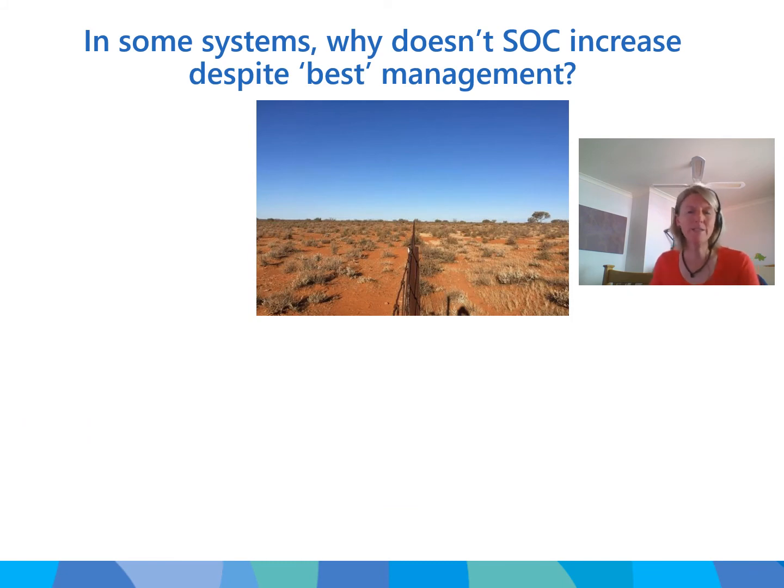But in some systems we don't see an increase in soil organic carbon despite best management, and it's important to understand some of those reasons. Now, one reason might be background levels of soil organic carbon. So if you already have quite a high level for your soil type and environment, so a high background soil organic carbon, you might not detect that change in carbon sequestration. It might be occurring, but it might be undetectable.